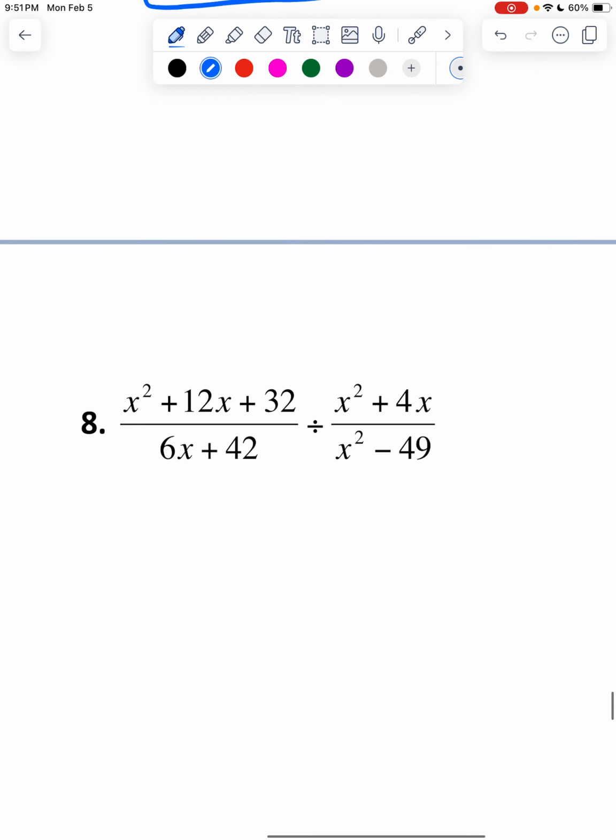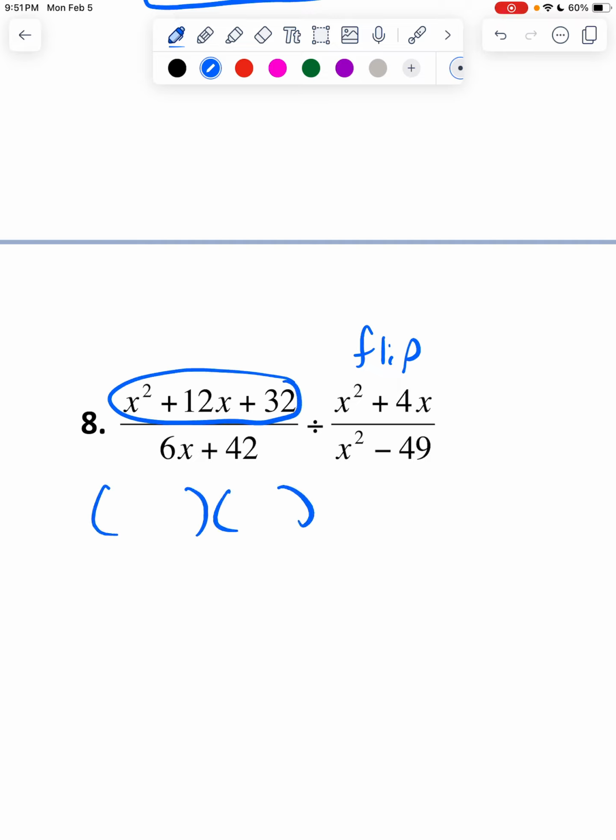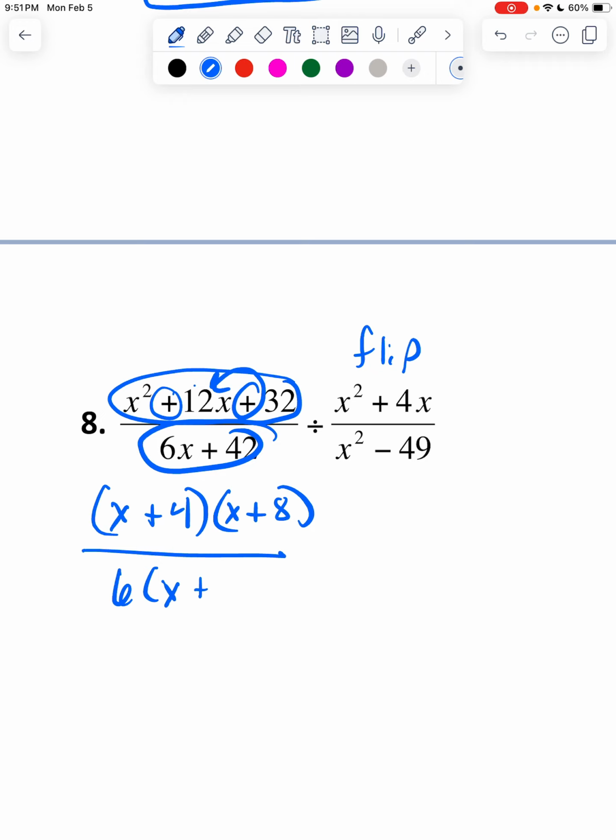Here I am going to have to factor again, and I'm going to also have to flip. So here I'm going to my blue card, and I'm looking for something that makes 32 in a way that adds up to 12. So I'm going to find 8 and 4. To get a positive 12, I'll need plus here and here. Down here, that's looking like GCF. I'm going to take a 6 out and leave myself with x plus 7. I'm going to flip, so this is going to end up on the top.